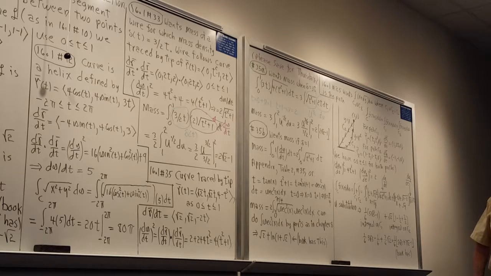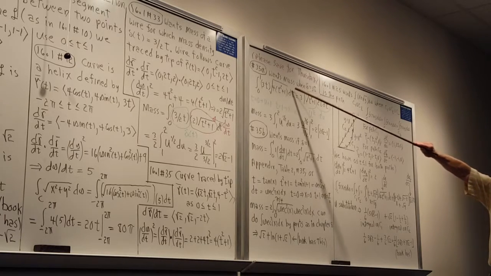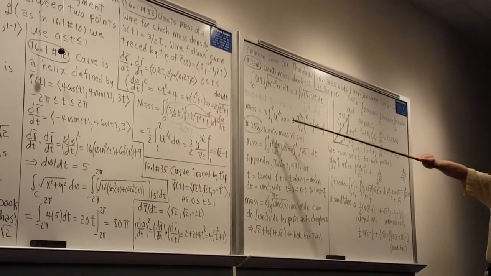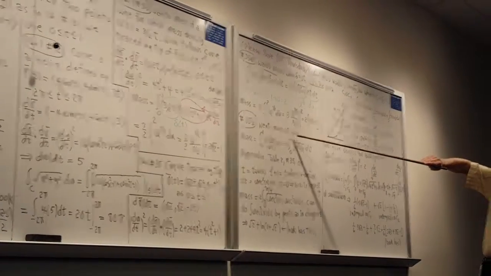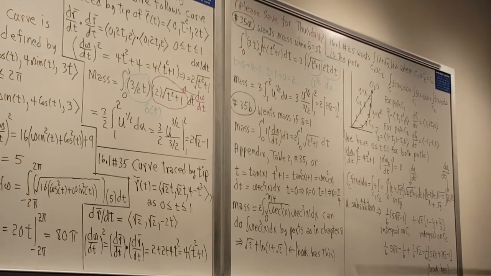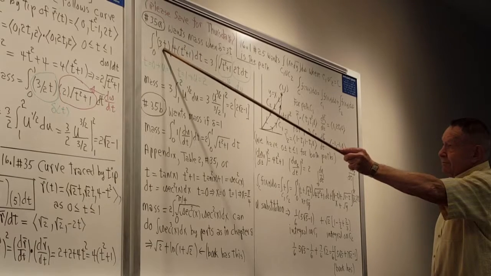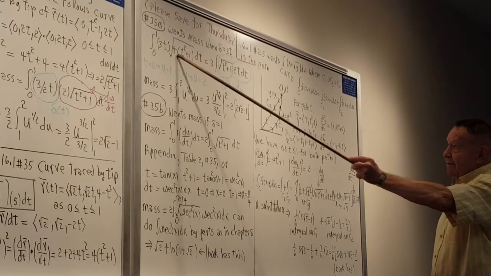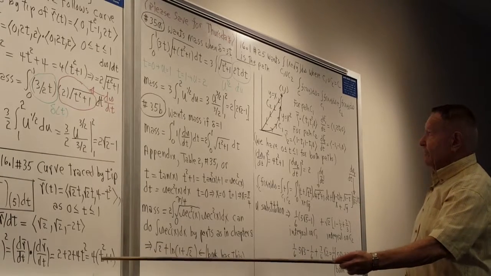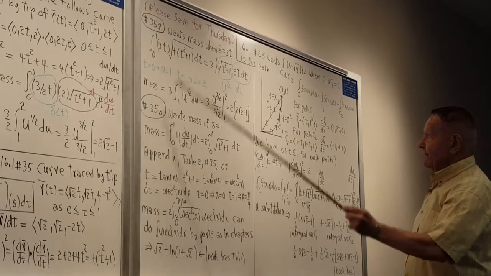And so then there are two parts. The A part wants the mass if delta is 3t, and the B part wants the mass if delta is constant. So for the A part, you put in your delta, 3t, and you have, from here, your ds/dt dt.